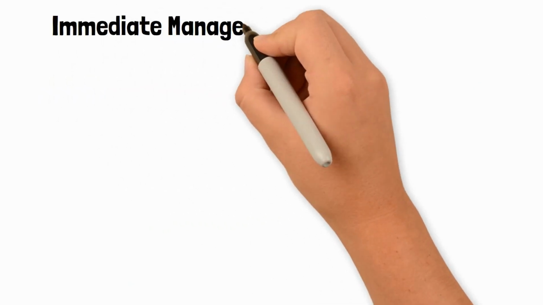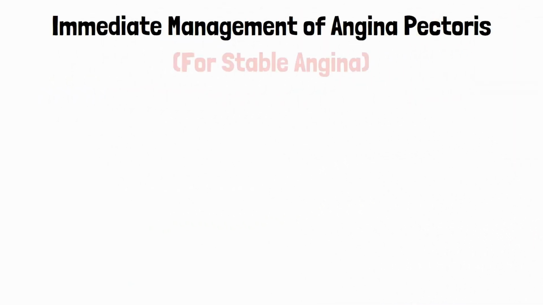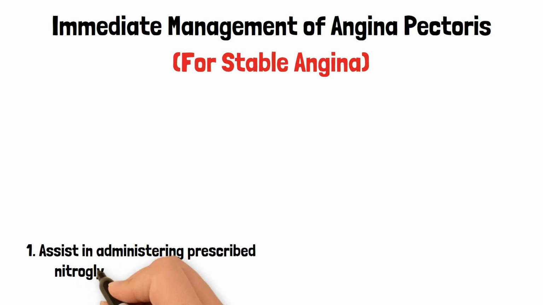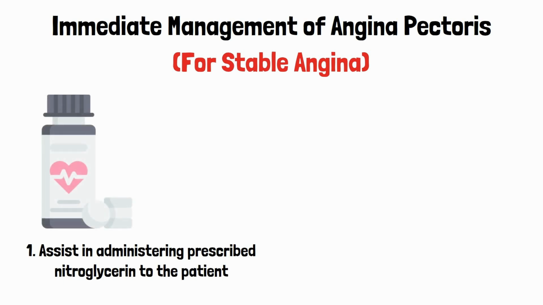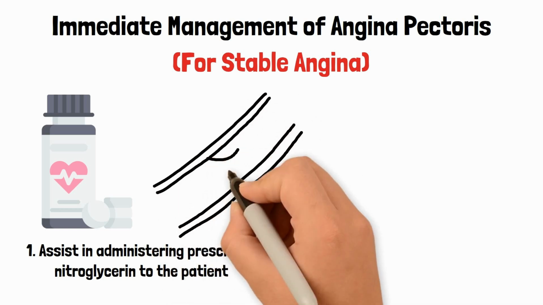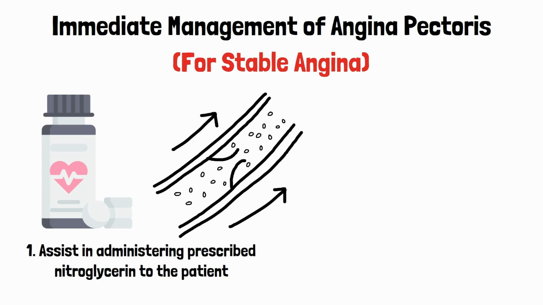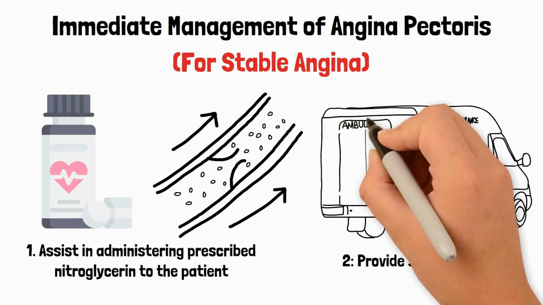If a patient is experiencing angina pectoris, follow these steps. First, assist in administering prescribed nitroglycerin to the patient if you are a BLS provider. If you're an ALS provider, you do not need the patient to have their own prescribed nitroglycerin. You can administer your nitroglycerin. Only administer it if no contraindications are present, such as hypotension or recent use of erectile dysfunction medications. The purpose of administering nitroglycerin is to promote vasodilation, or widen the blood vessels, and enhance blood flow to the heart muscle. Second, provide supportive care and transport the patient to the hospital.